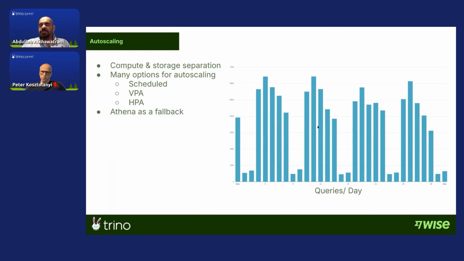So for these cases with a predictable workload pattern, we can go with scheduled auto-scaling or Cron-based auto-scaling. For less predictable workloads and queries that are more compute resource intensive, we can go with vertical pod auto-scaling. And for queries that are more network intensive, we can go with horizontal pod auto-scaling.